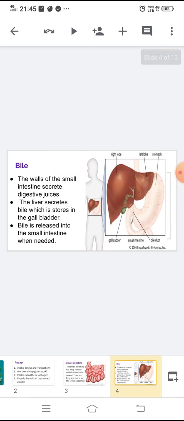The next one is bile. The walls of the small intestine secrete digestive juices. The liver secretes bile, which is stored in the gallbladder. Bile is released into the small intestine when needed. What is bile? Bile is a digestive fluid produced by the liver and stored in the gallbladder. That small green part is the gallbladder. Bile is stored in the gallbladder.